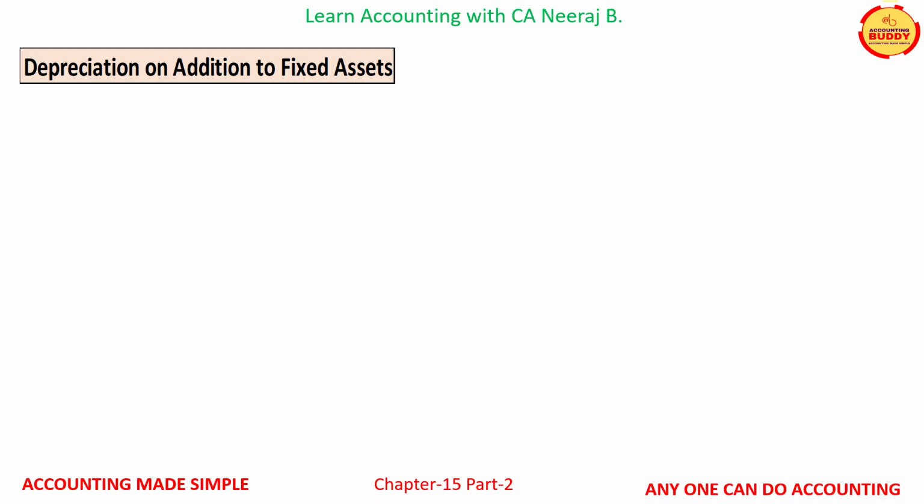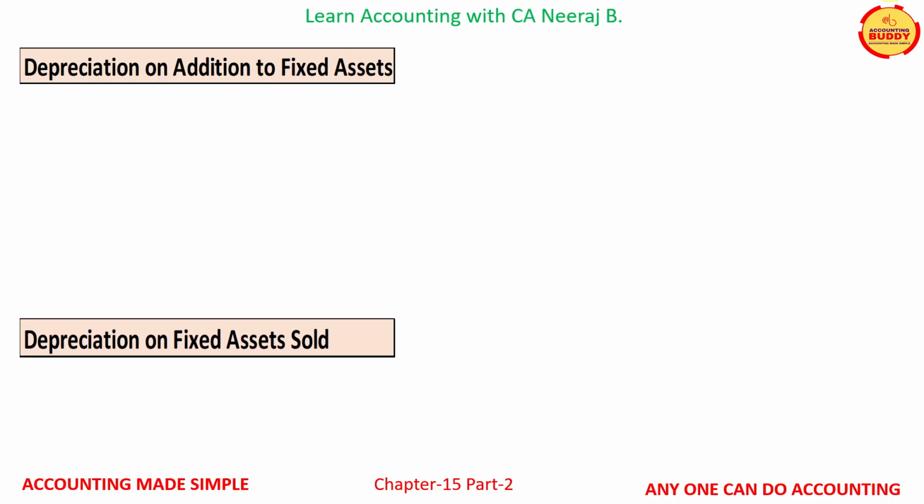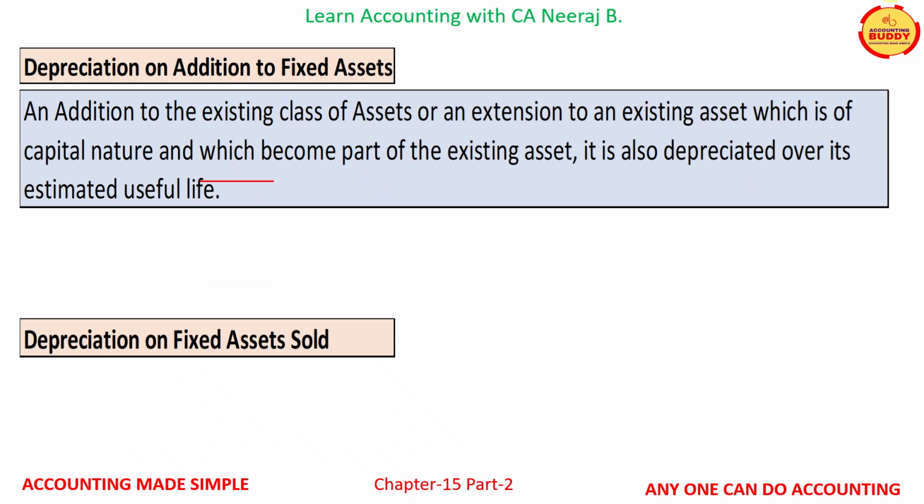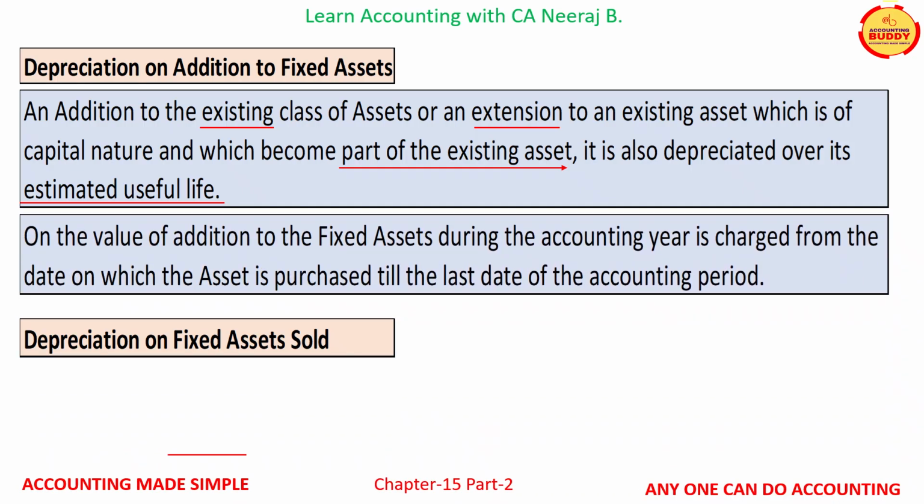Let us understand how the depreciation on addition to the fixed asset is charged and how the depreciation on the fixed asset sold is handled. An addition to the existing class of assets or an extension to an existing asset which is of capital nature and which becomes a part of the existing asset, it is also depreciated over its estimated useful life. On the value of addition to the fixed asset during the accounting year, depreciation is charged from the date on which the asset is purchased till the last day of the accounting period.